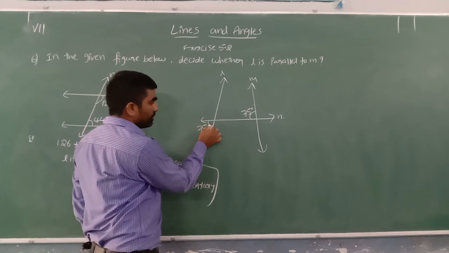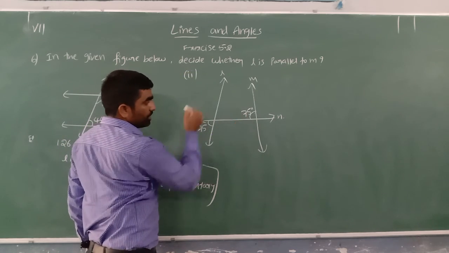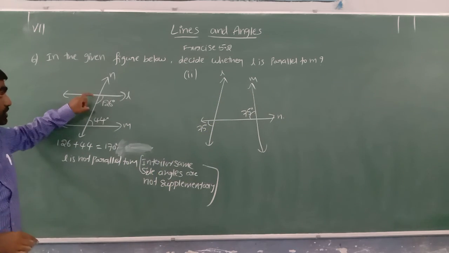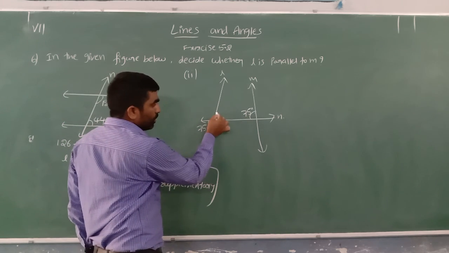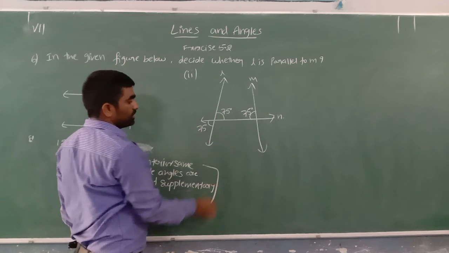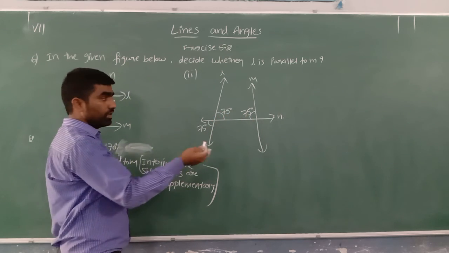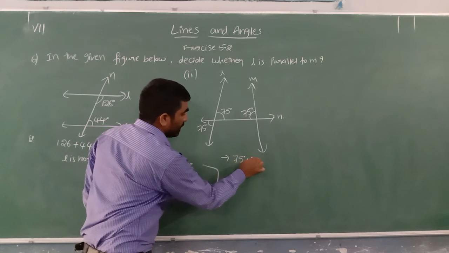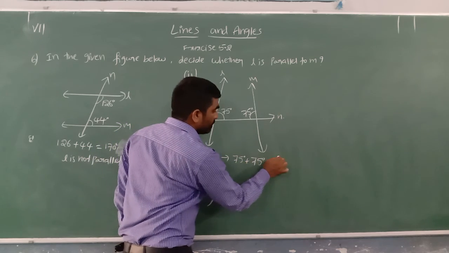Similarly, we will see the second one also. They give here 75 degrees. How can I verify whether L is parallel to M or not? We have a condition that interior same side angles should be supplementary. This angle I don't know. How can I find this angle? Sir, both the angles are equal. They are vertically opposite angles. Now let's verify whether the sum of two interior same side angles is 180 or not. From the figure I can write 75 degrees plus 75 degrees is equal to how much? 70, 70, 140 plus 10, 150 degrees.